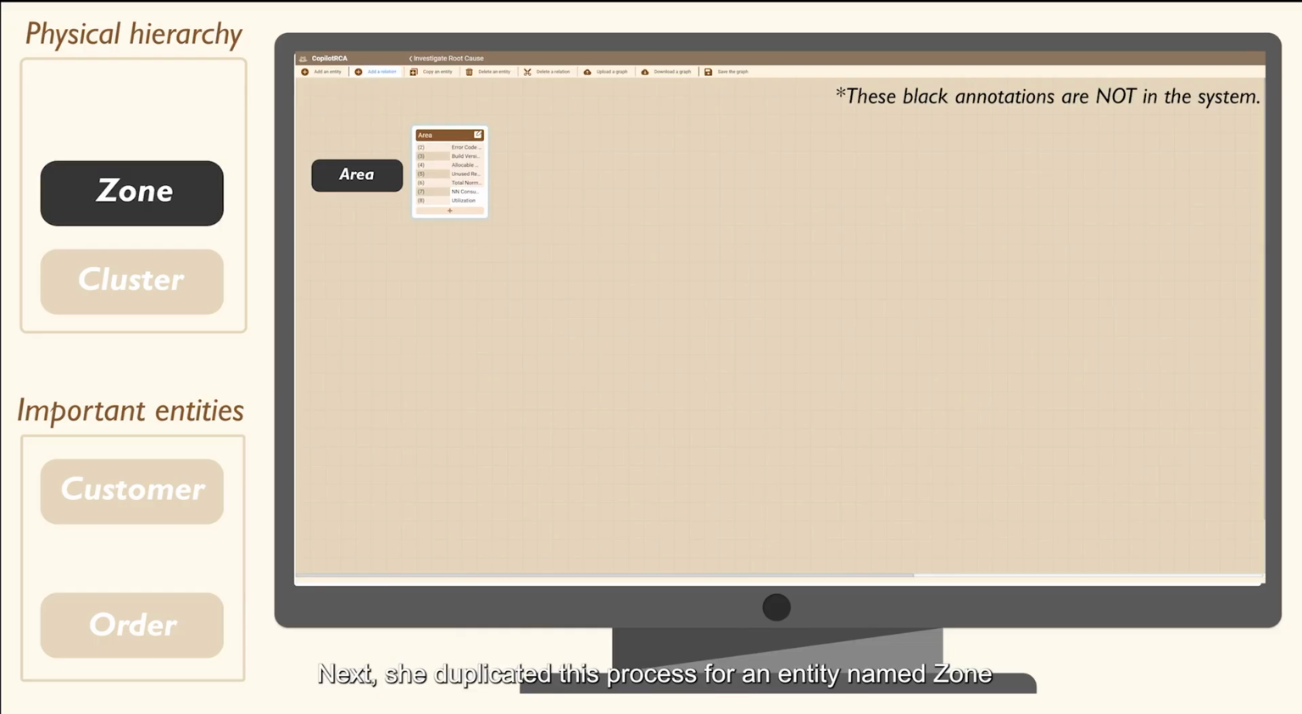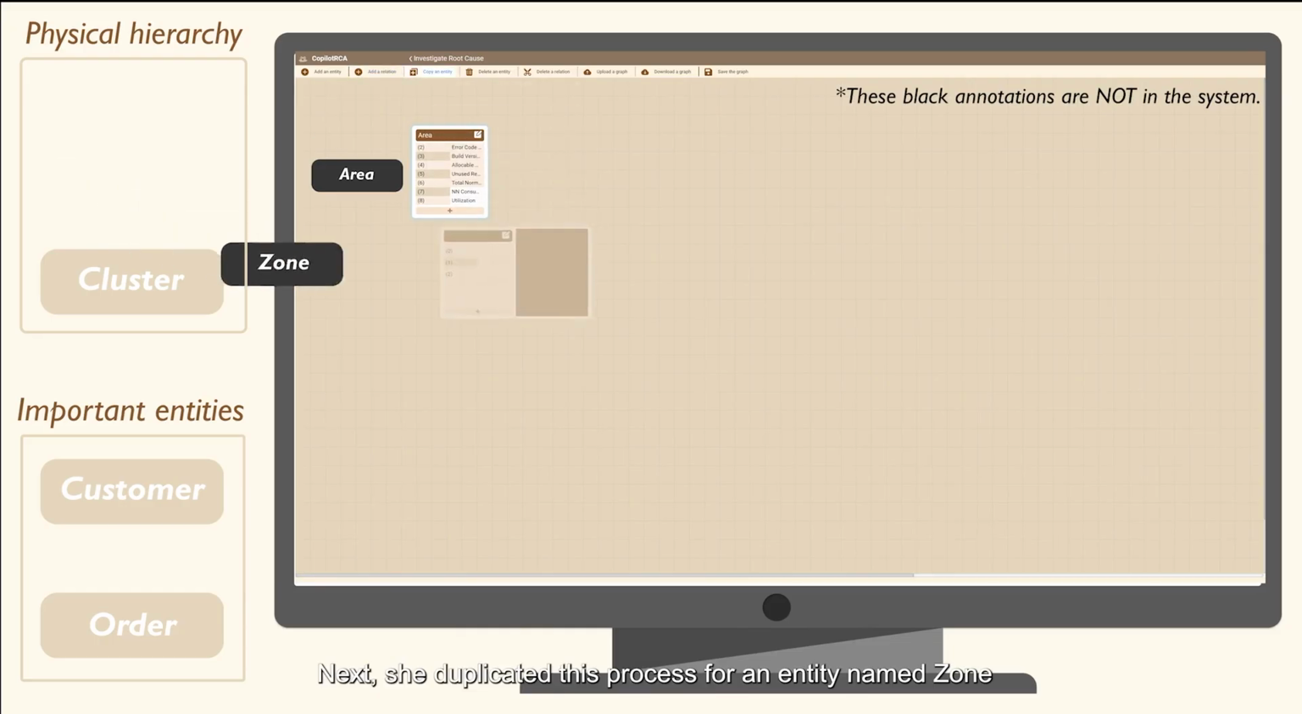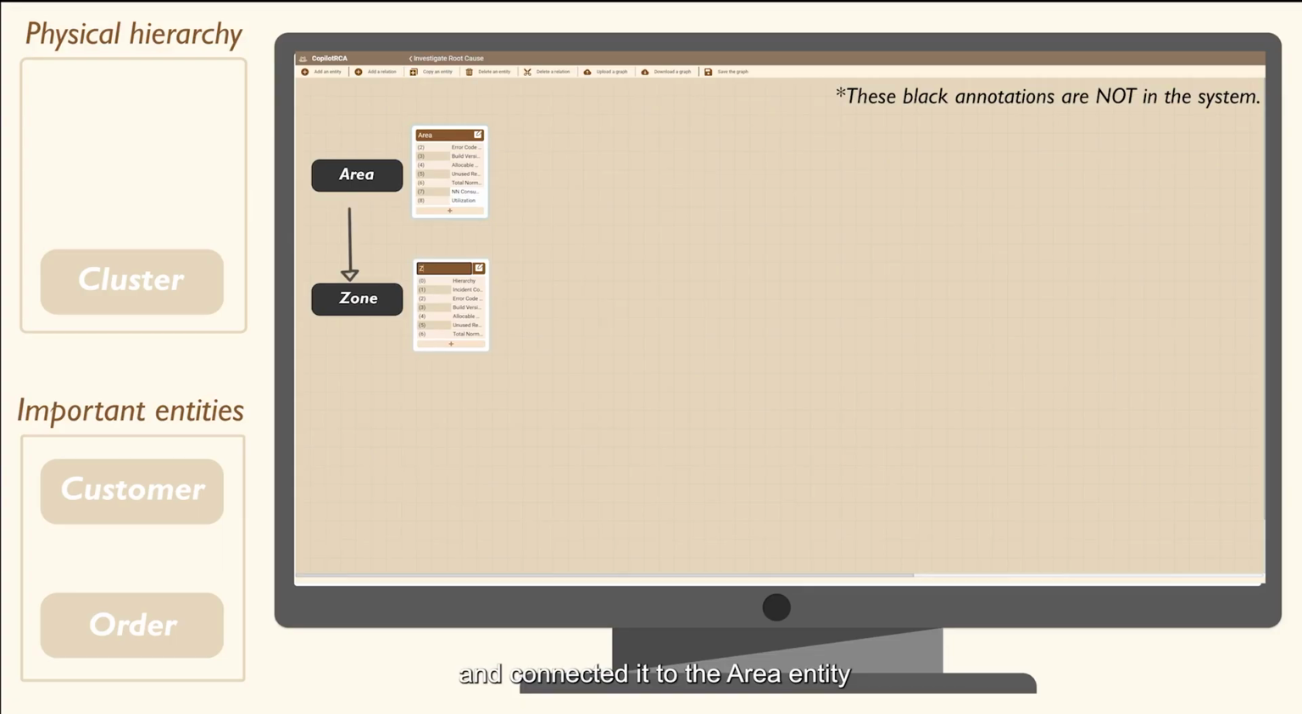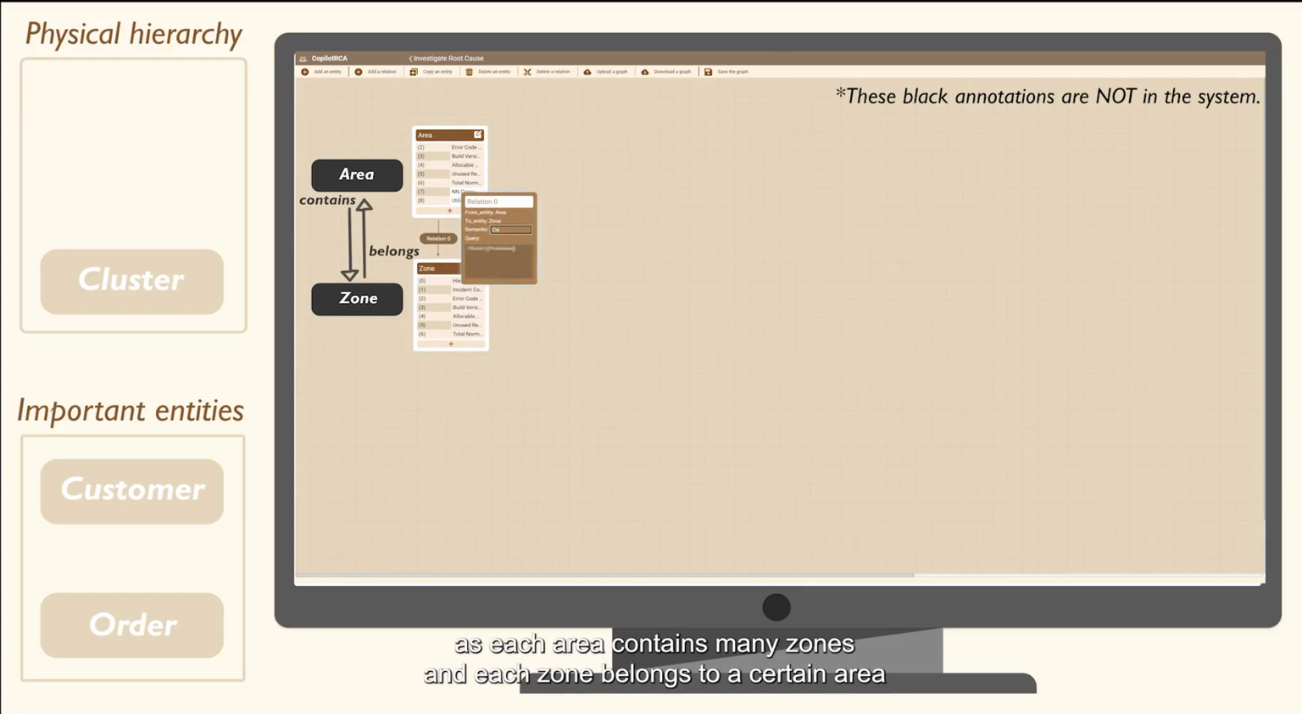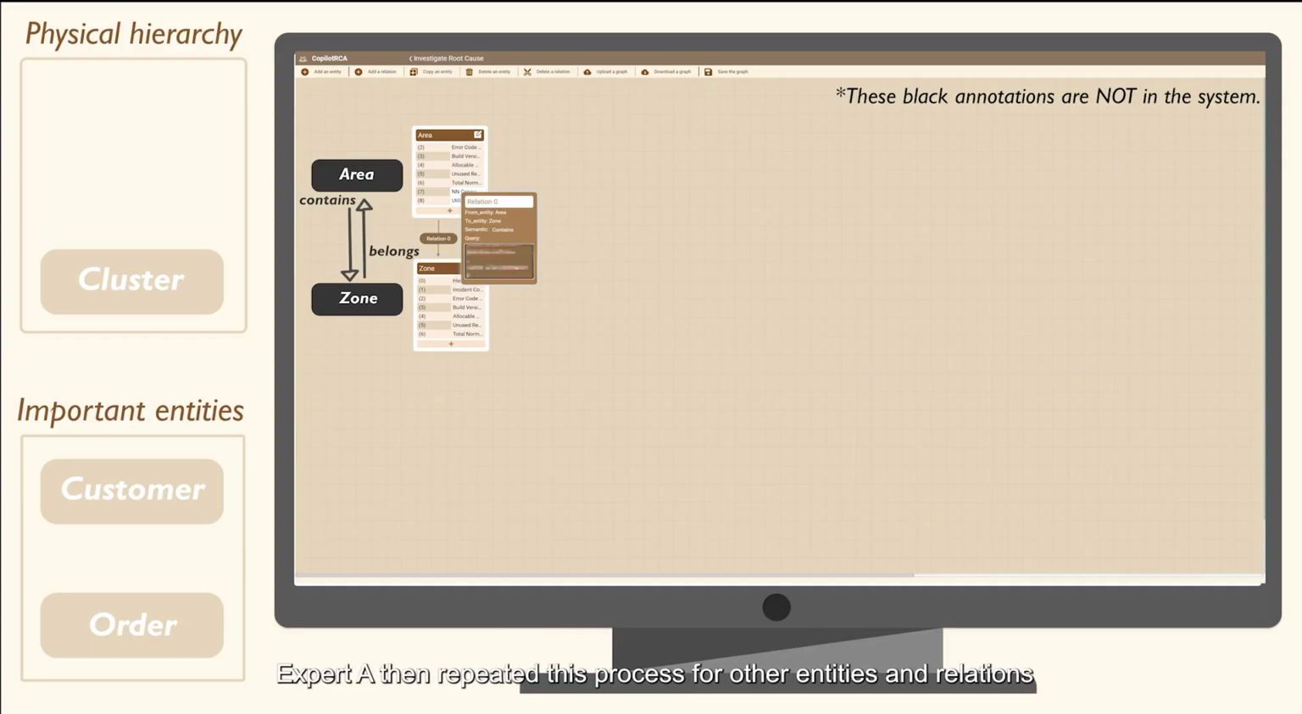Next, she duplicated this process for an entity named zone and connected it to the area entity, as each area contains many zones and each zone belongs to a certain area. She also wrote a query template to help find related zones of an area. Expert A then repeated this process for other entities and relations.